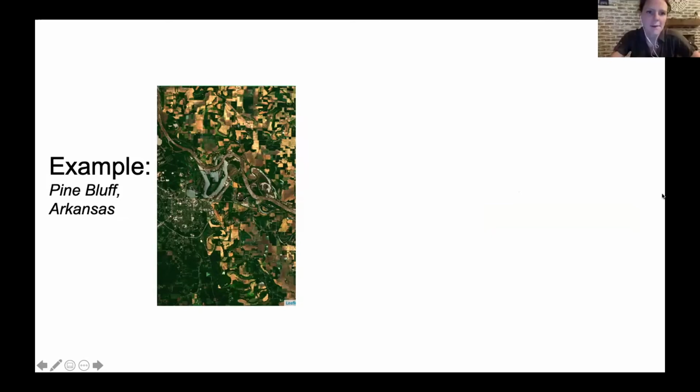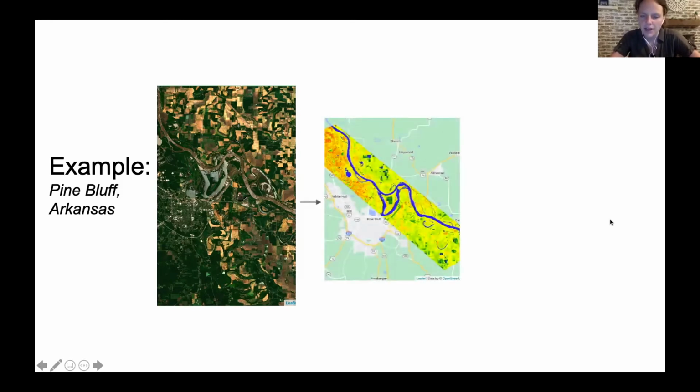Thank you, Ava. So as Ava said, that was our first site on the Mississippi River at Vicksburg. Our other site we decided to analyze was in Pine Bluff, Arkansas, on the Arkansas River. Here's the true color image where we're looking at. And as Ava mentioned, we then generated NDWI images from those remote sensing data.